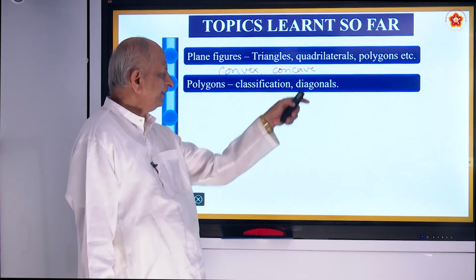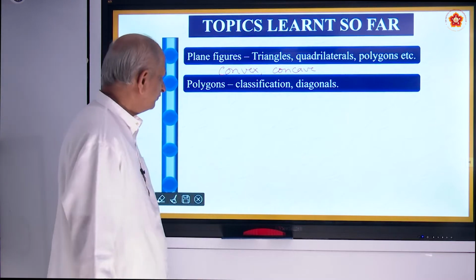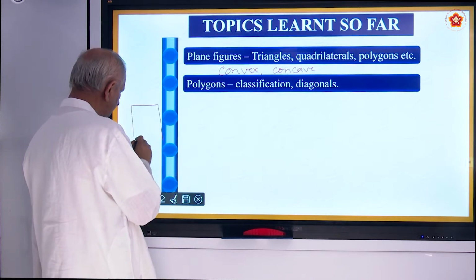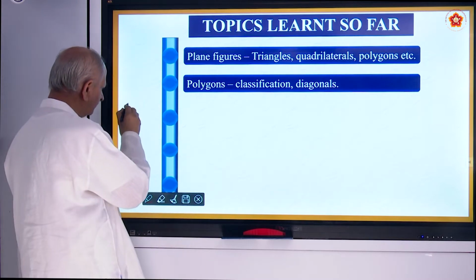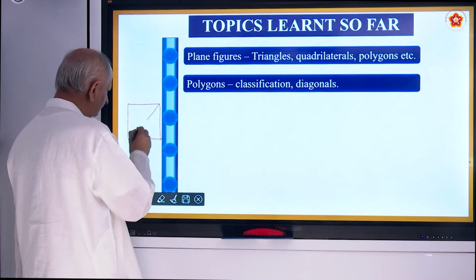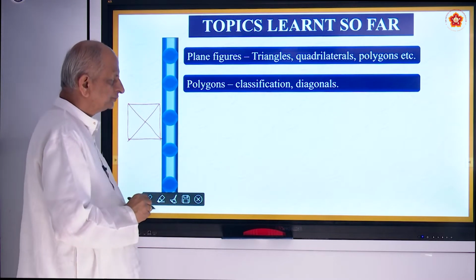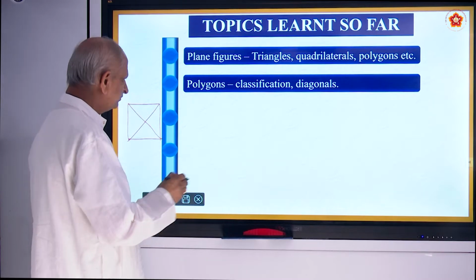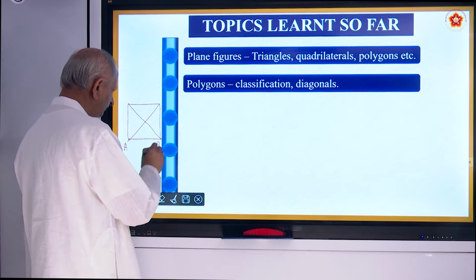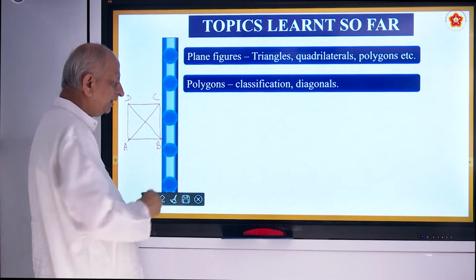And what does diagonal mean? A diagonal is a line segment joining opposite vertices. For example, in a square, how many diagonals do you have? Two diagonals. In a pentagon, you have five diagonals. Like that, different polygons will have different numbers of diagonals. Suppose ABCD is a polygon, AC and BD are called diagonals.